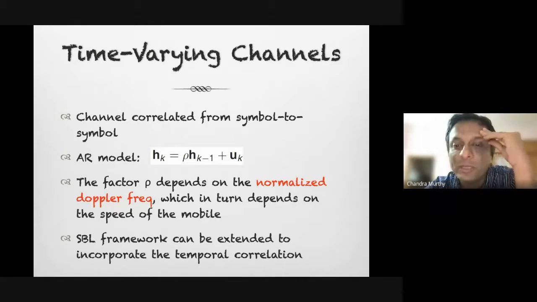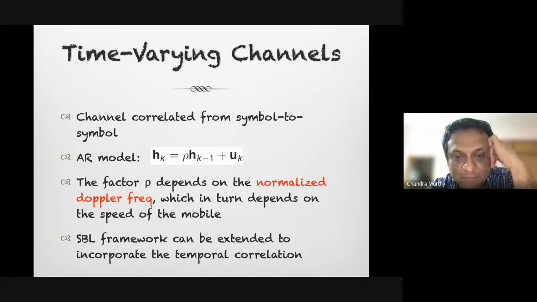And this factor rho depends on the normalized Doppler frequency, and it is obtained from something known as the Jakes spectrum. And so this is a very well accepted model in the wireless communications literature. And this SBL framework can be extended to incorporate this temporal correlation.